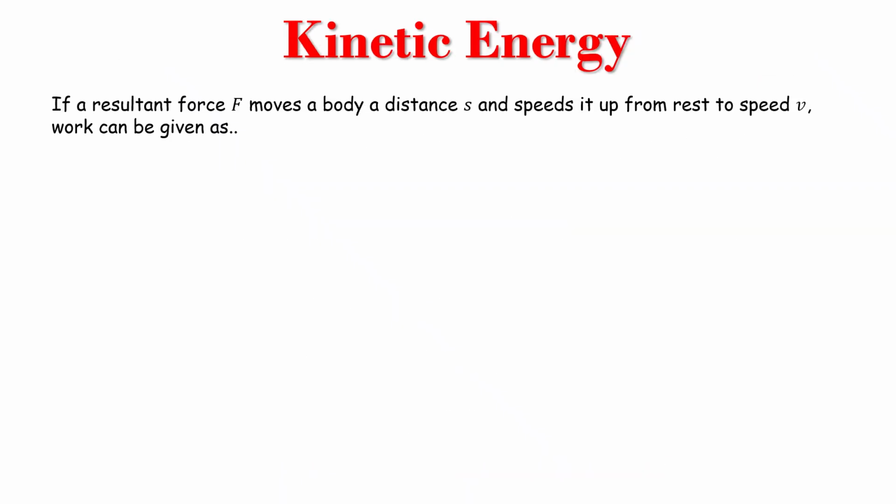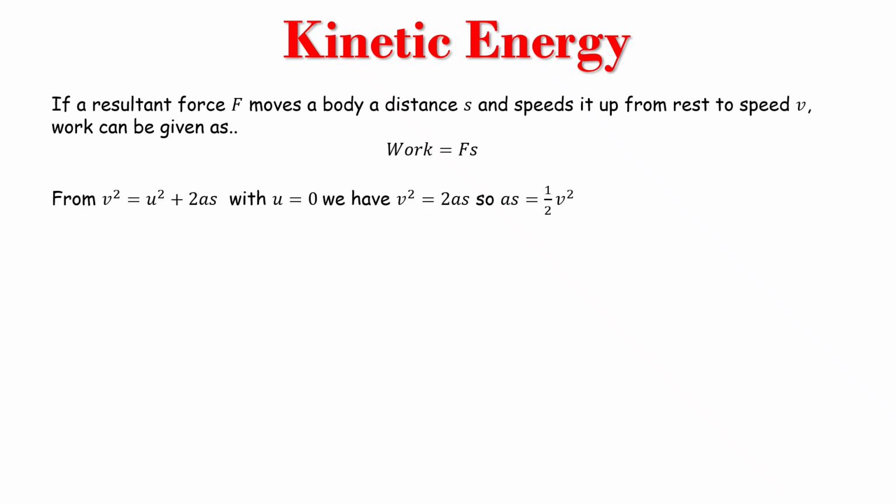Then if we think about kinetic energy, if a resultant force F moves a body a distance s and speeds it up from rest to v, work can be given as work is equal to force times s. We can use our equations of motion, specifically v squared equals u squared plus 2as, to work out an expression for not just s but as. You can also just get s, but you'll see why we're getting as here. Remember, u is 0, so the body starts at rest, and that gives us v squared is equal to 2as. So basically, as is equal to half v squared.